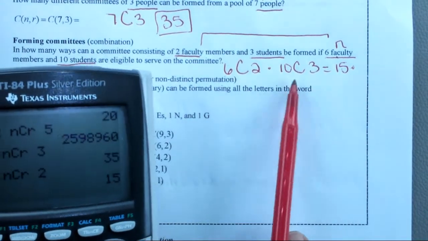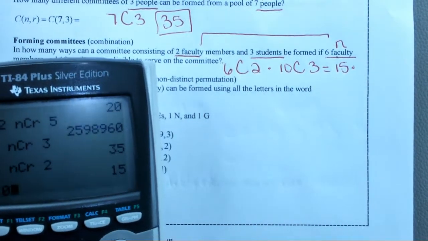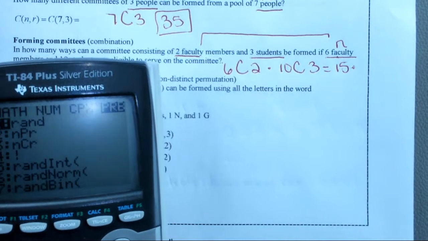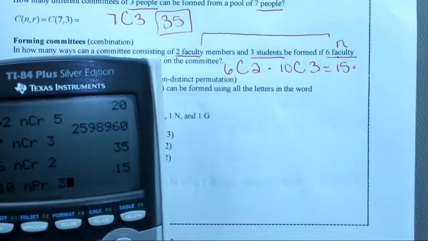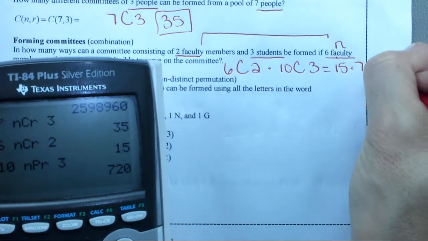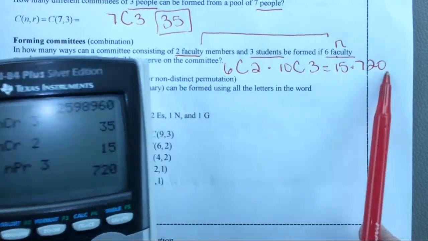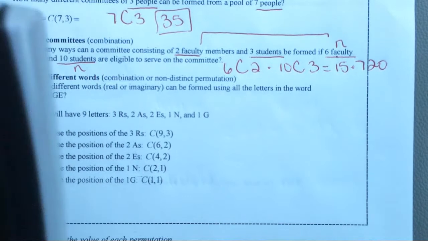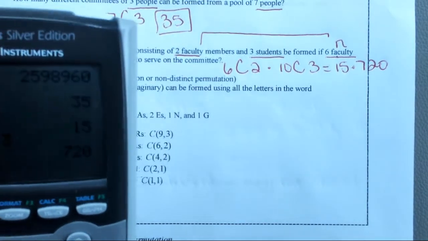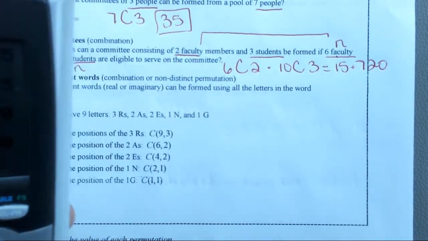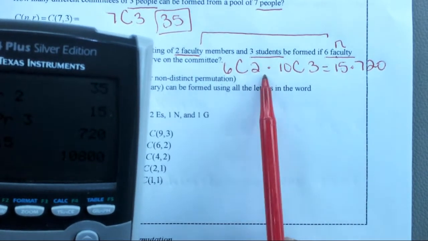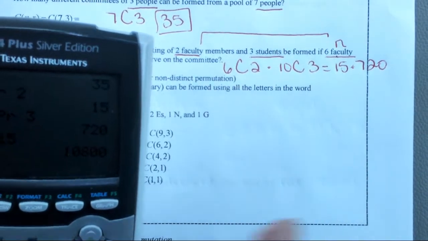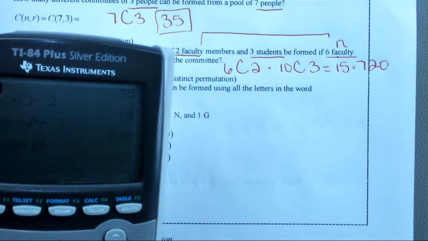Okay, and then I'm going to go do it for this one. I've got 10 students, and I'm going to choose 3 of them, and that gives me 720 combinations. And I'm going to take these 2 numbers, and I'm going to multiply them together. 720 times 15. Let's see. I feel like I typed something in wrong, but oh, I did. I typed the wrong button here. Okay, I gotta try that again.